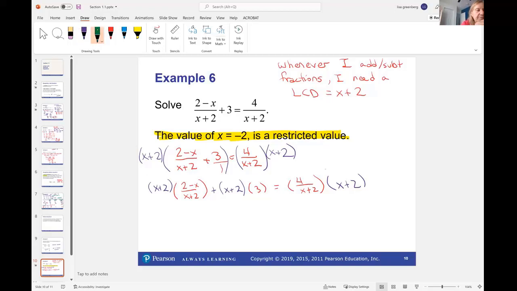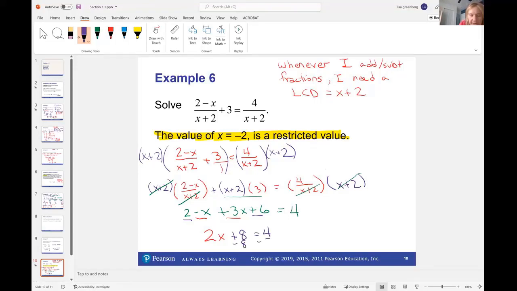Now, before I multiply, I'm going to simplify. So I can say x plus 2 over x plus 2 equals 1. So I get 2 minus x. And here I can distribute, so I get plus 3x plus 6 equals, and again, I can cancel this x plus 2 with this x plus 2, which leaves me 4. Now we have something that's a lot simpler to solve, right? So let's combine like terms. We have 2x, 2 plus 6 is 8, equals 4.